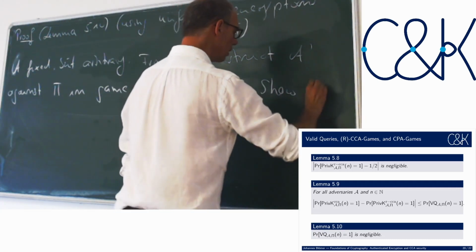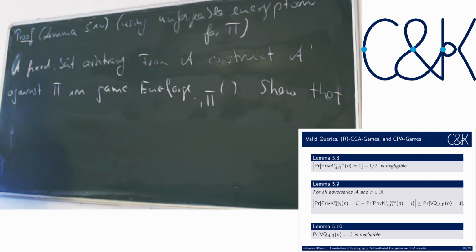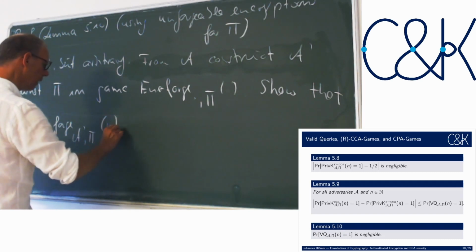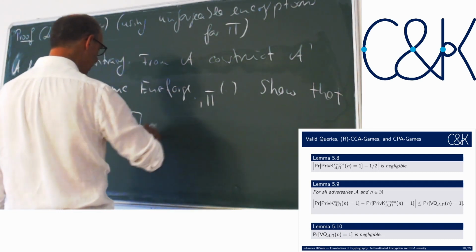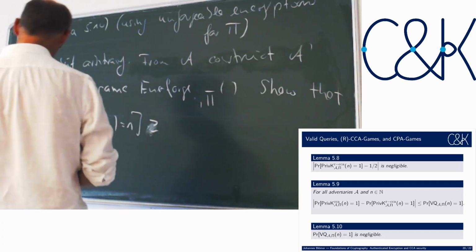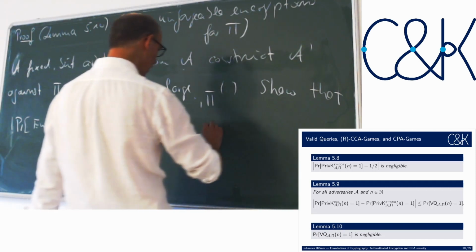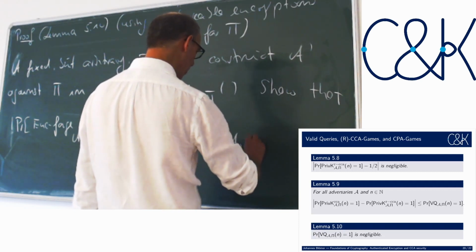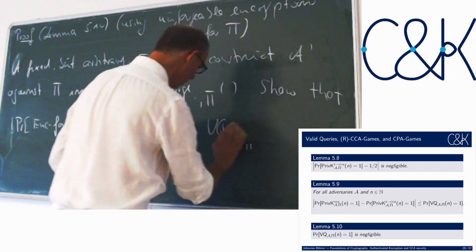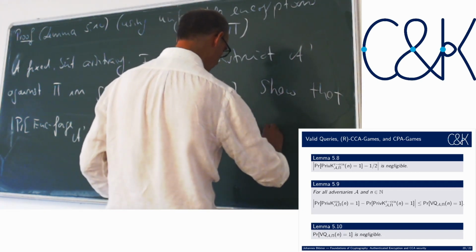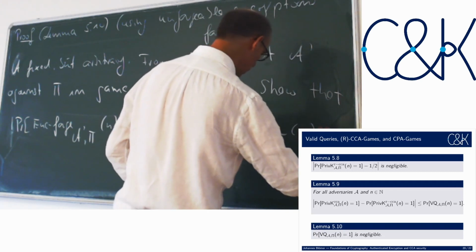Show that the probability that Enc-Forge of A prime against pi is 1 is upper bounded, is an upper bound on 1 over q of n times the probability that VQ of A, pi, n is 1, oops, sorry.